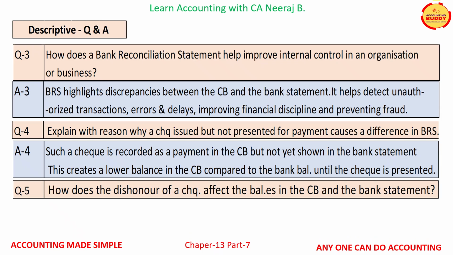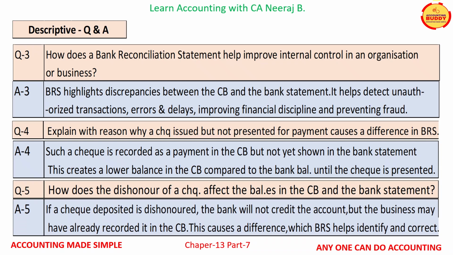Question number 5 is, how does a dishonor of a check affect the balances in the cash book and the bank statement? And the answer is, if a check deposited is dishonored, the bank will not credit the amount, but the business may have already recorded it in the cash book. This causes a difference, which bank reconciliation statement helps identify and correct.